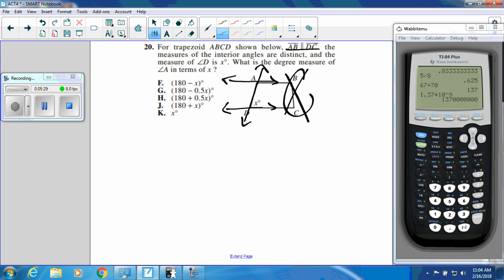Okay, so we want to know angle A, which is right here, and how we can figure out what angle A is in terms of x. All right, so looking at this, we know that consecutive interior angles add up to 180. So to figure out the measure of angle A, we're going to take 180 and subtract x from it. And that's F.